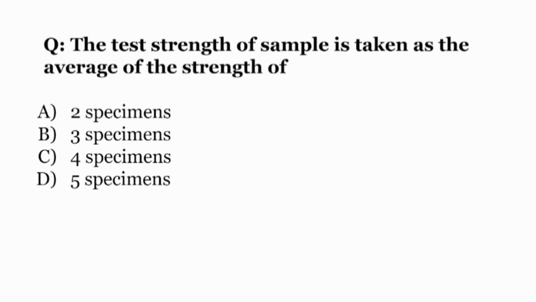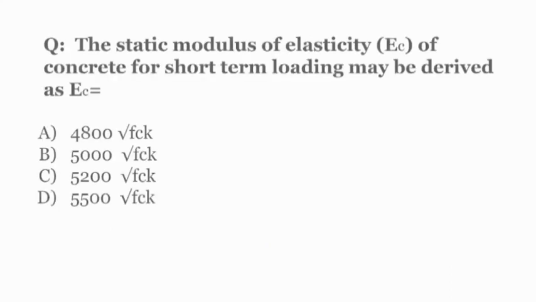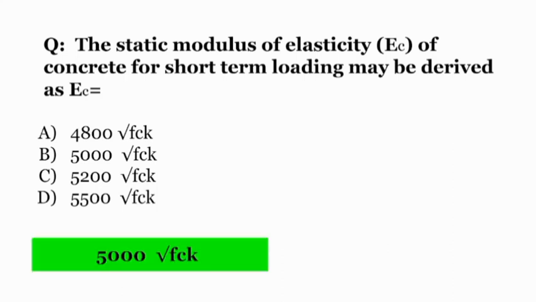The test strength of a sample is taken as the average of the strength of 2 specimen, 3 specimen, 4 specimen or 5 specimen. We require 3 specimen for test strength. The static modulus of elasticity Ec of concrete for short-term loading may be derived as 4800 square root of fck, 5000 square root of fck, 5200 square root of fck or 5500 square root of fck. The correct answer is option B, 5000 square root of fck.